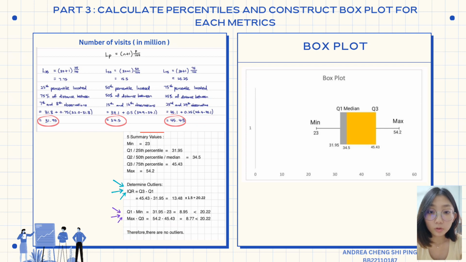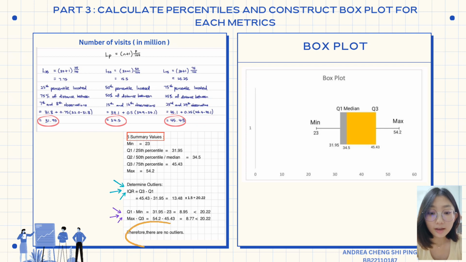To complete part 3, first I have to apply the formula of L_P to calculate the 25th, 50th and 75th percentiles of the number of visits. After applying the formula, I get the answer for each percentile. But this is not the end.